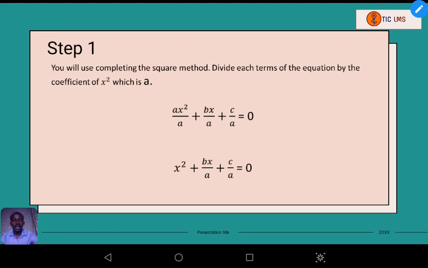Now the first step is to divide each term of the equation by the coefficient of x squared, which is a. All right, so in our quadratic equation we have ax squared. Now the coefficient of the x squared there is a, so we're going to use a to divide through. So what we eventually have after using a to divide through is x squared plus bx over a plus c over a equals 0.